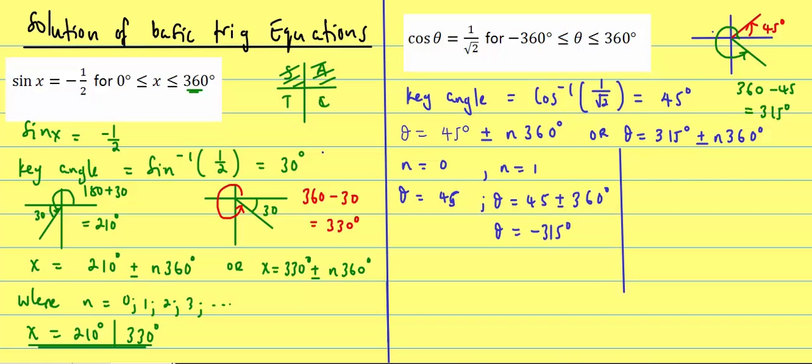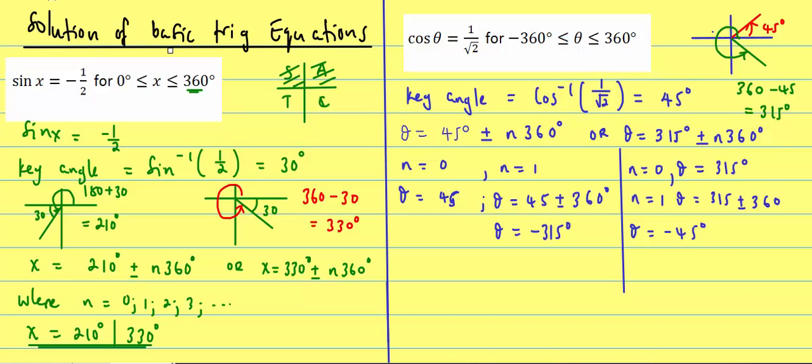Now when n is equal to 0, you're going to have theta being equal to 315 degrees. Now when n is equal to 1, we will have theta being equal to 315 plus or minus 1 times 360. So I'm going to search in that direction, giving me theta, 315 minus 360 is going to be equal to negative 45 degrees. But in the positive direction, 315 degrees plus 360, that's going to fall outside my required range.